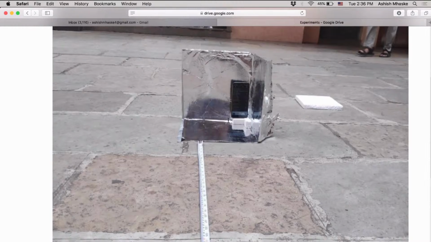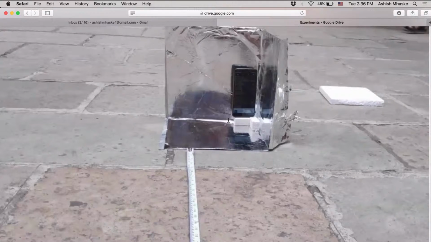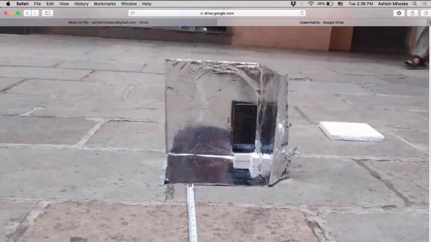Because if there were gaps, don't be surprised that the gap with metal around it will also act as a radiator in its own right. These are called slot antennas.